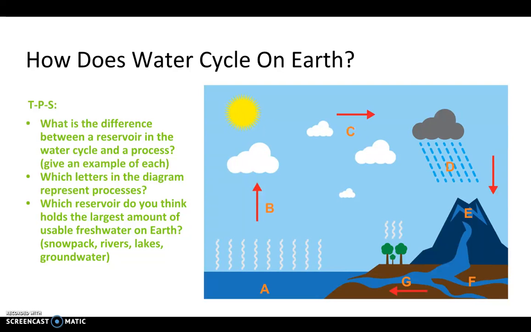Which letters in the diagram represent processes? And which reservoir do you think holds the largest amount of usable fresh water on the earth? Do you think it's snowpack, rivers, lakes, or groundwater? So fresh water, not the ocean. Okay, so pause the video, take some time to do this on your own, and then maybe turn to your shoulder partner and see if they've gotten to this part, and maybe you guys can talk about it together.